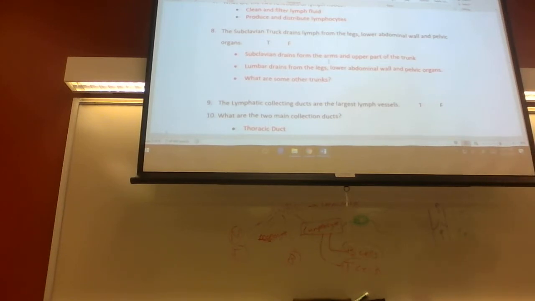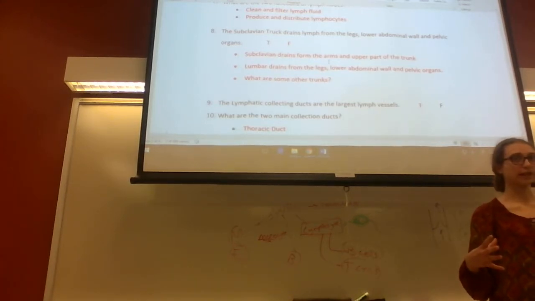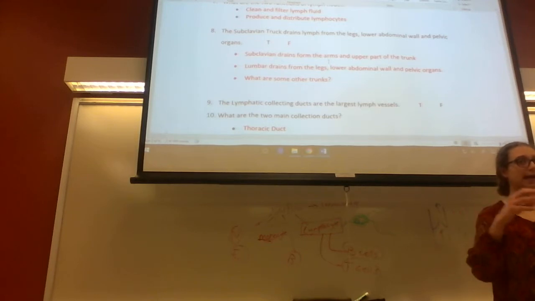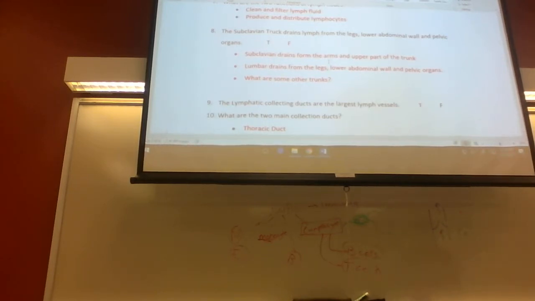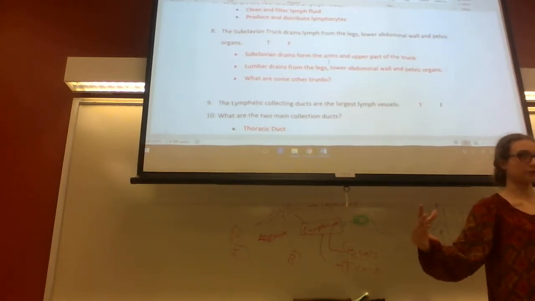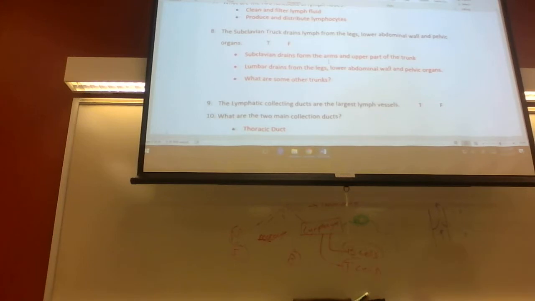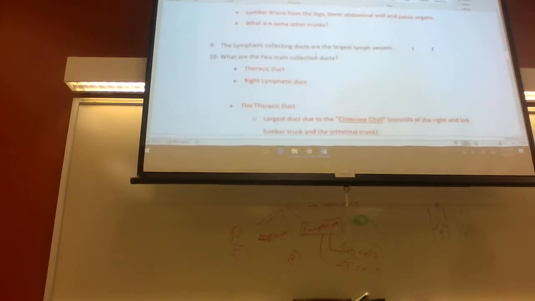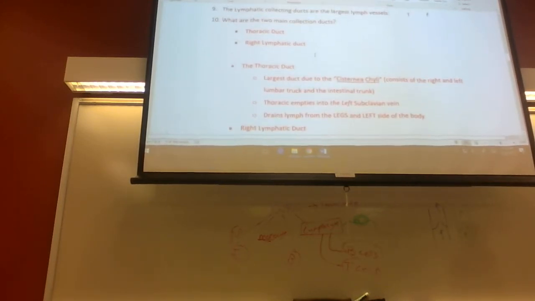Okay. The lymphatic collecting ducts are the largest lymph vessels. This is true. So if you see lymphatic collecting ducts, these are big. Like your veins and arteries are big and your capillaries are small, your lymphatic capillaries are small and your lymphatic collecting ducts are big. They're the biggest things. The two main collecting ducts are your thoracic duct and your right lymphatic duct.